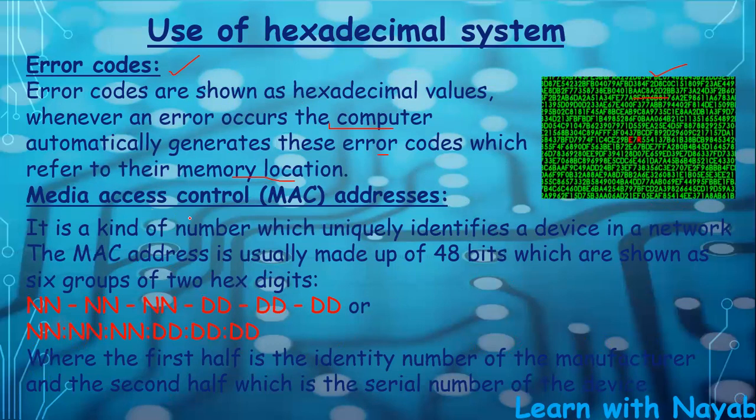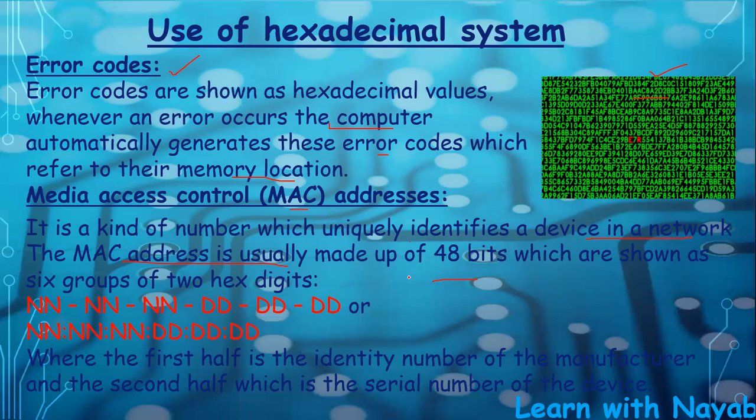Then there are media access control addresses, or MAC addresses. It is a number which uniquely identifies a device in a network. The MAC address is usually made up of 48 bits, which are shown as 6 groups of 2 hex digits. So what are MAC addresses? When devices or computers are interconnected, MAC addresses are used to identify each device. Every device in a network has an identification number, which is called the MAC address, or the media access control address.